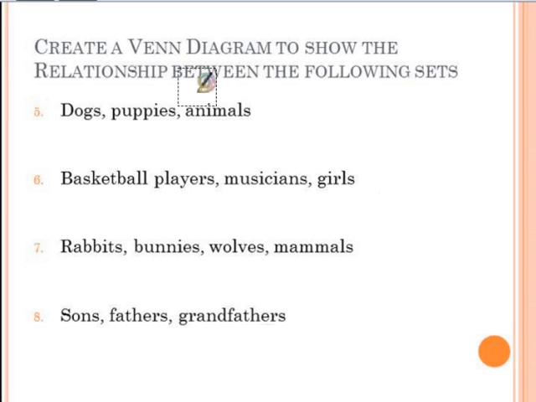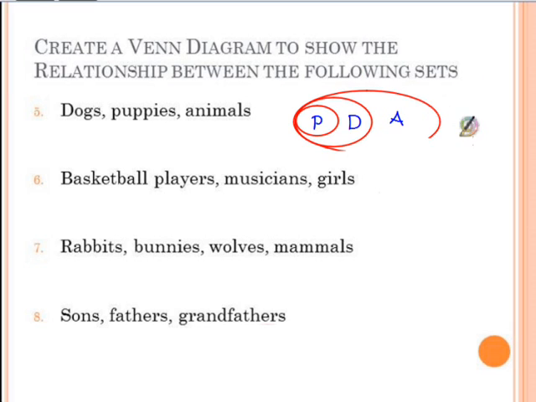All right, you've unpaused. Let's take a look at what I got. So for dogs, puppies, and animals, I got this relationship. All puppies are dogs, and all dogs are animals, and all puppies are animals. So I got 3 circles like that. You can have more than 2, obviously.